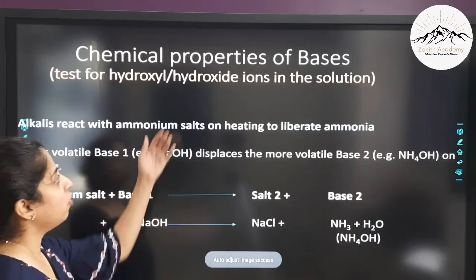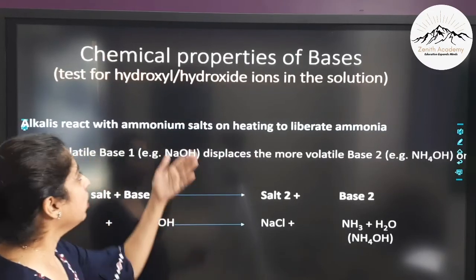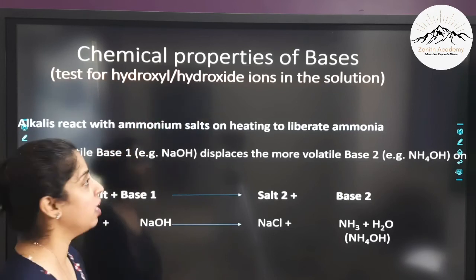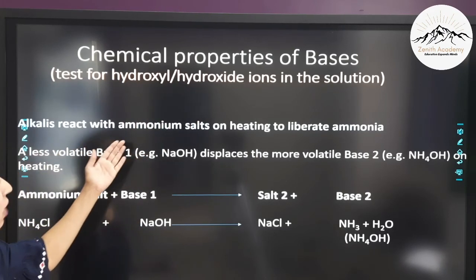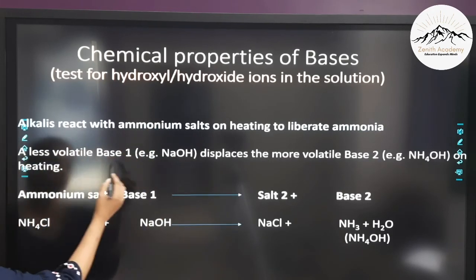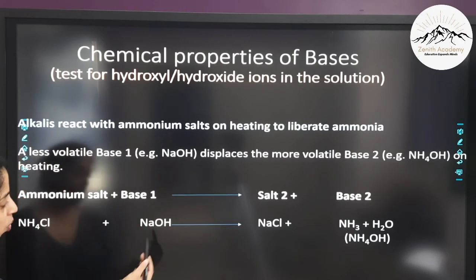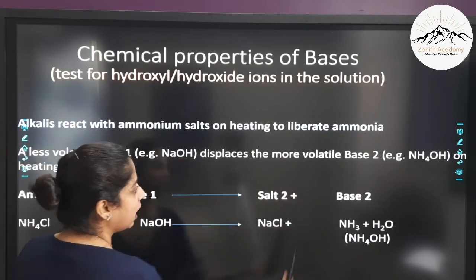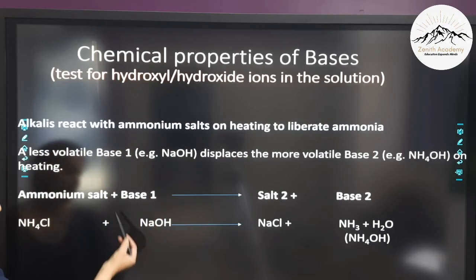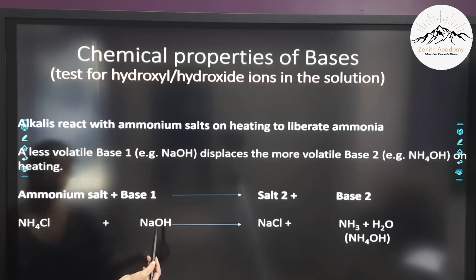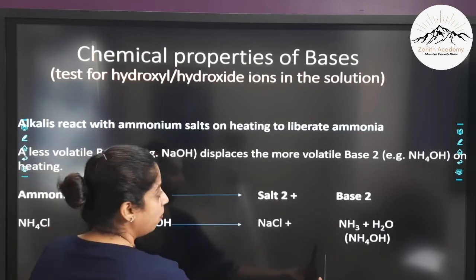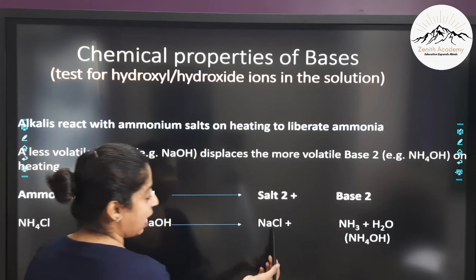So now let's talk about chemical properties of bases. In bases, we will test for the presence of hydroxyl or hydroxide ion in the solution. Alkalis react with ammonium salts on heating to liberate ammonia. A less volatile base, that is base 1 like NaOH, displaces the more volatile base like NH4OH on heating. So when base 1 like NaOH, which is a less volatile base, reacts with ammonium salts, it will form a more volatile base and salt 2.